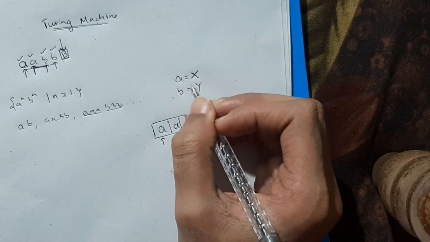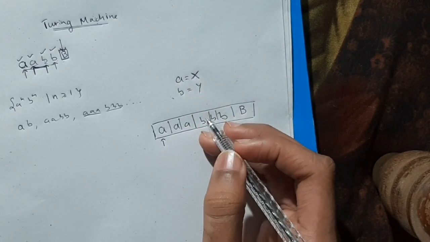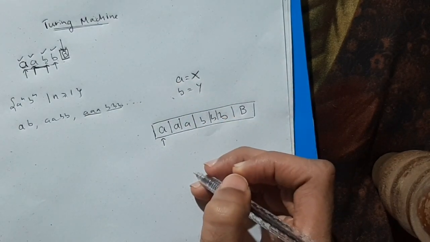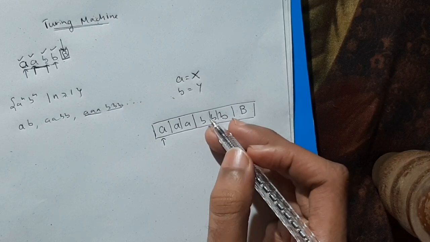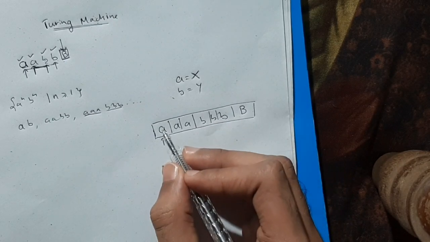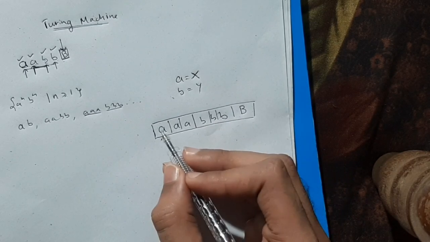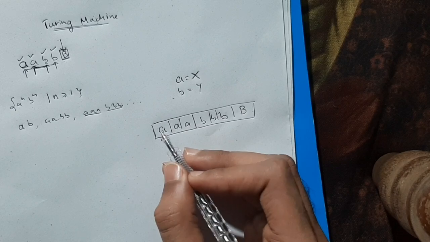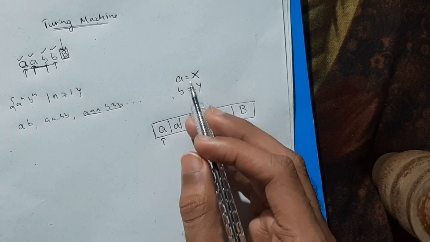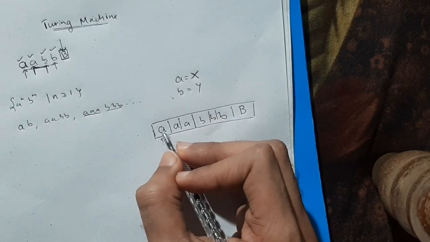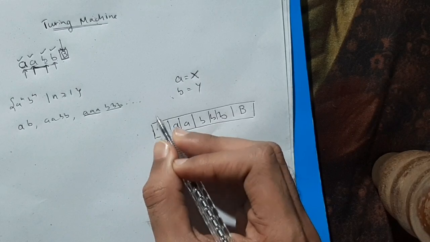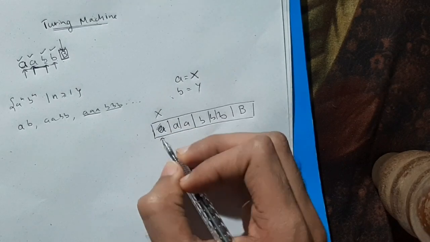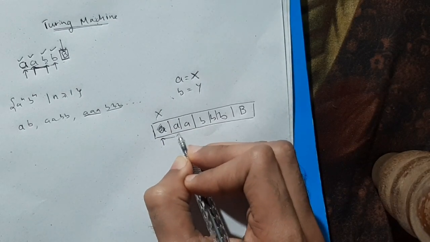Let me give you an overview of how we will be approaching this question, and after that I will tell you how to draw the transition diagram. First you start from here. You have encountered an A here. What is your first step? Firstly you have to make it X. So I will cut this one and mark it as X. Then I will move to the next one.